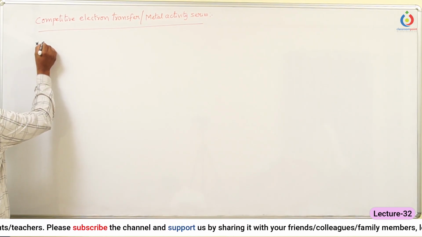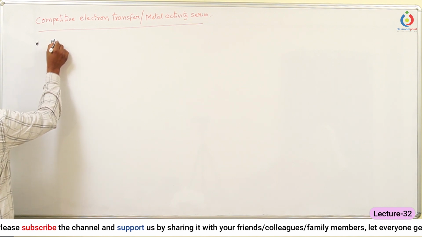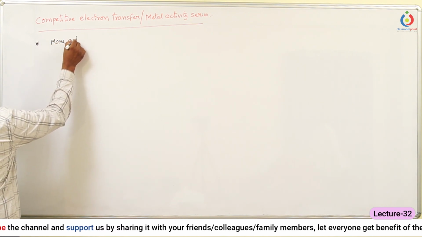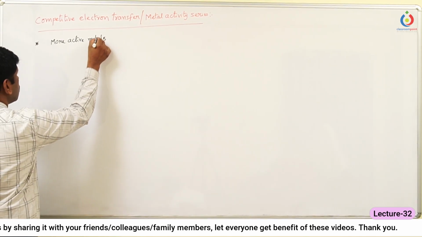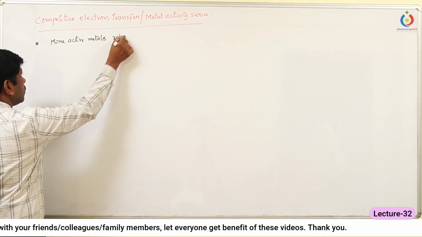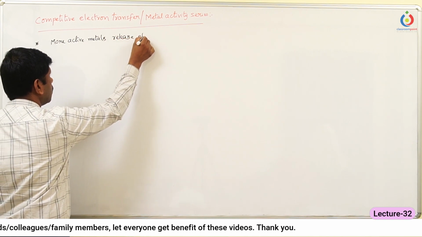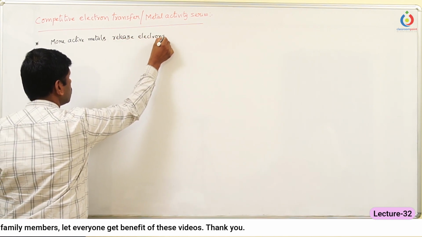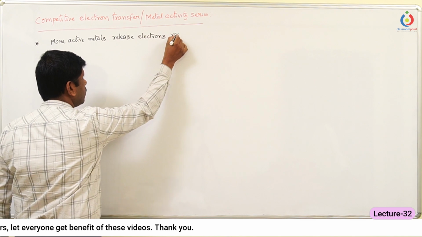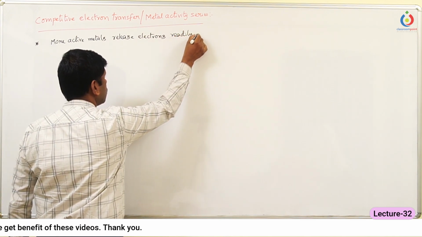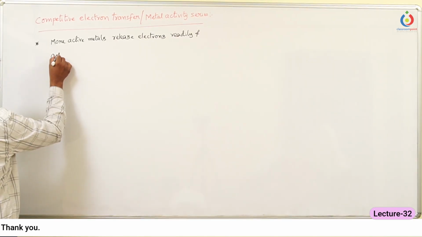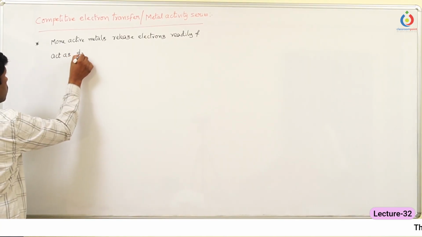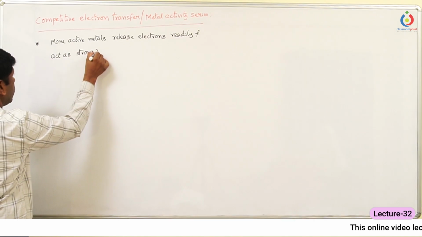So here the point is, more active metals release electrons readily and act as strong reducing agents.